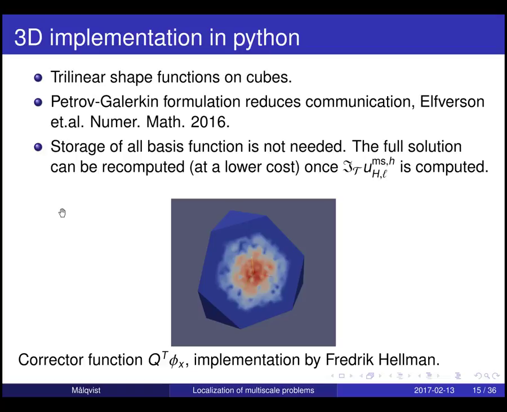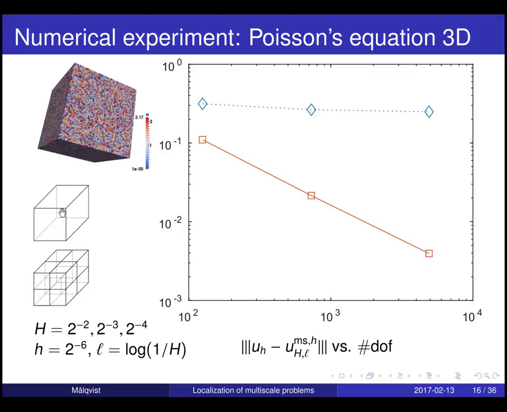So it's a technical thing, but you have to think about this in 3D because it gets quite big. This is just a picture of what the corrector function looked like. This is a project that my PhD student Fredrik Hellman is doing. Okay, and then we pick this random data set like that. Capital H, we only have 3 levels now. Reference mesh is 2 to the minus 6. Of course, it gets quite big quickly.